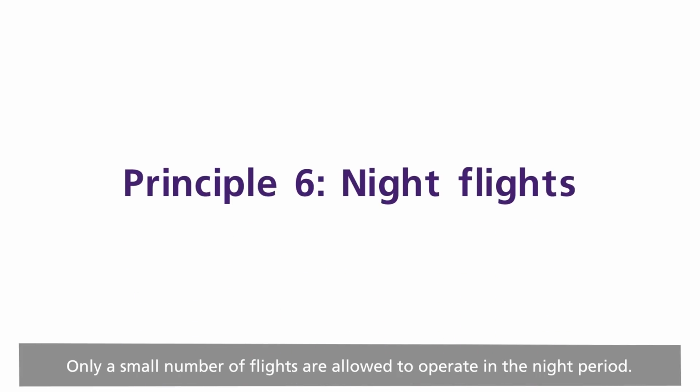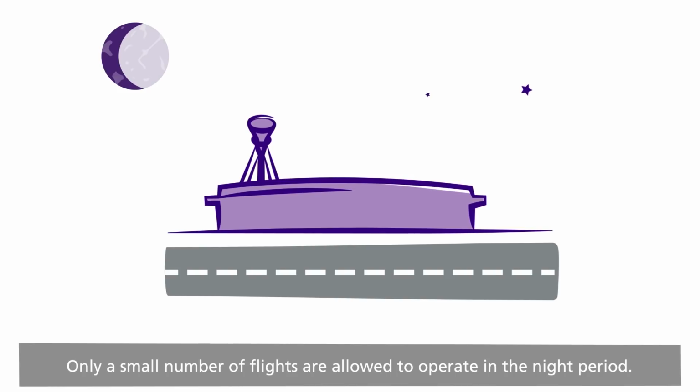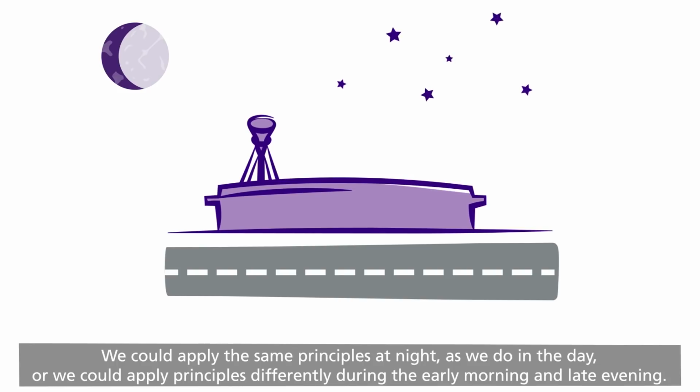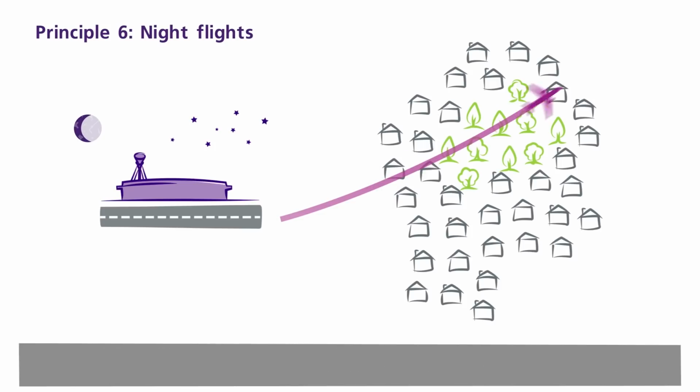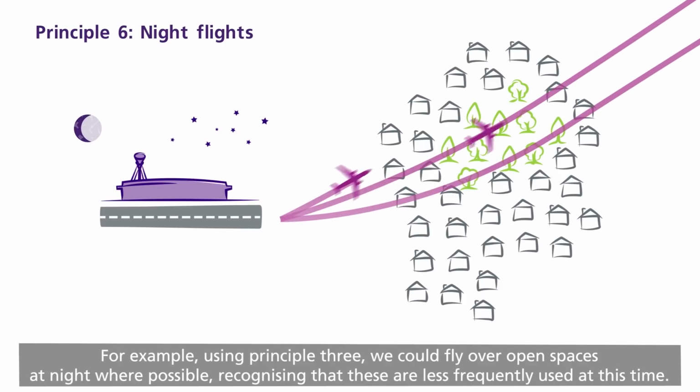Only a small number of flights are allowed to operate in the night period. We could apply the same principles at night as we do in the day, or we could apply principles differently during the early morning and late evening. For example, using Principle 3, we could fly over open spaces at night where possible, recognising that these are less frequently used at this time.